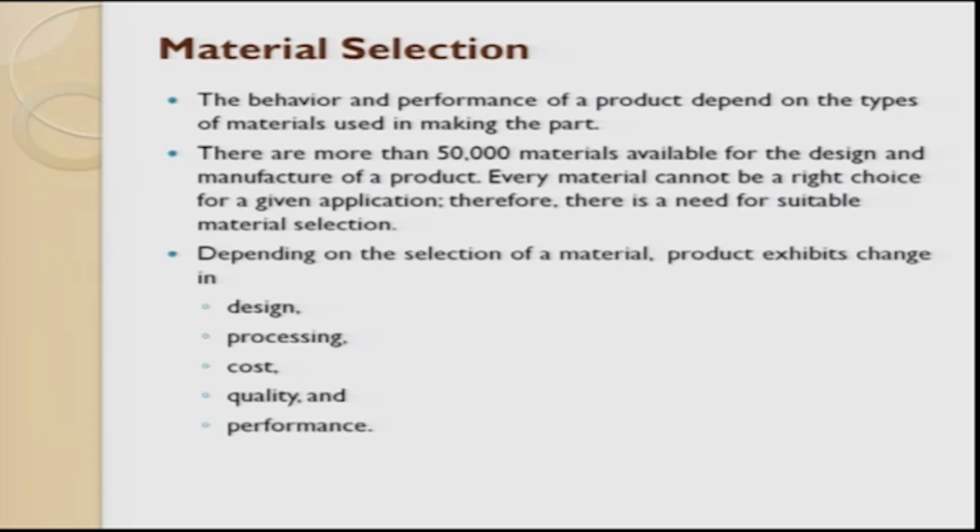Here we take the behavior and the performance of the product both, depending upon the type of material used for making a part. For example, a chair can be made out of steel, a chair can be made out of wood, a chair can be made out of polymer material. So what does a customer want? As far as a customer is concerned, he looks for comfort to sit in a chair.